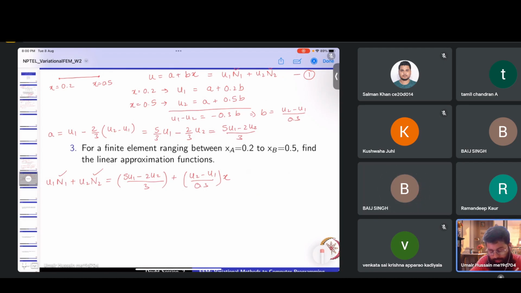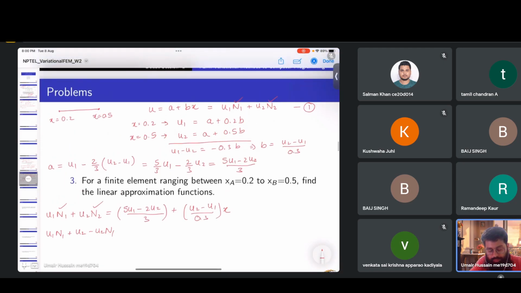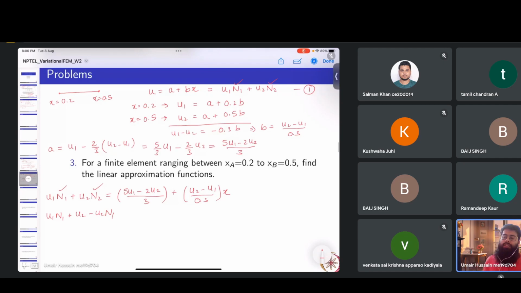Okay, so if we do that, on the left hand side we'll have u1 n1, and this will be u2 (1 minus n2). Sorry, 1 minus n1 plus u2 minus u2 n1. So again, you see that u2 and u1 are also unknown. If we write an approximation function, u2 and u1 should not be part of that.